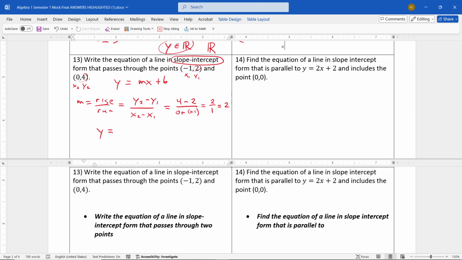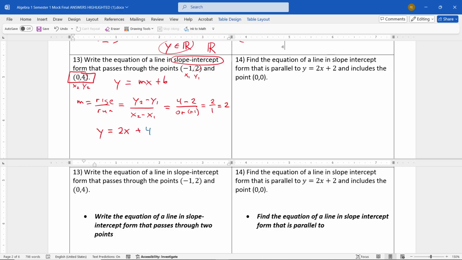We know y equals a slope of 2 times x plus some y-intercept. I'm not quite sure yet. All right, to find the y-intercept, there are two ways you could do it. One, if you can see already, they're giving us the y-intercept. (0, 4) is the y-intercept, so instantly we know that this is 4, because (0, anything) is a y-intercept, so we're done.